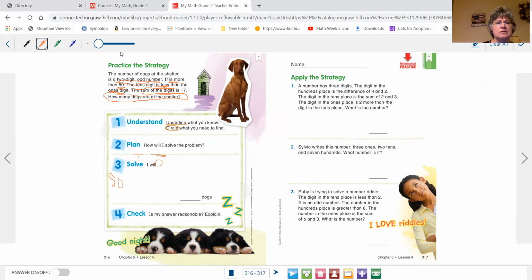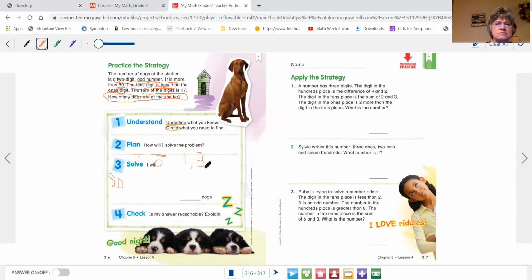So first, let's make sure we remember what odd numbers are. Okay, so we know it's going to be a 2-digit number, but in the ones place, if it's odd, we know that it has to be a 1, right?